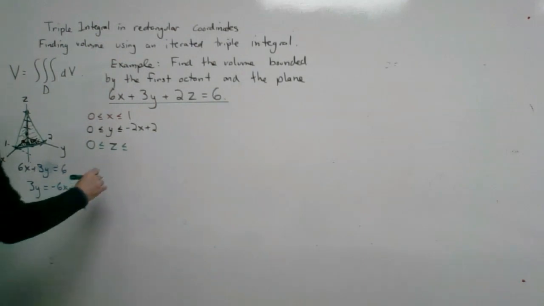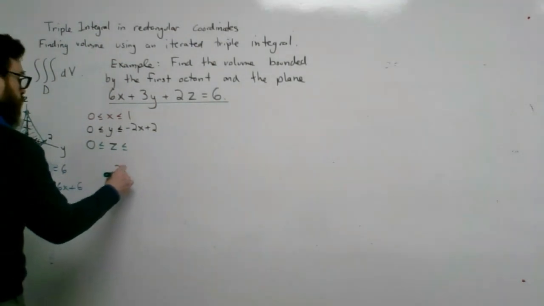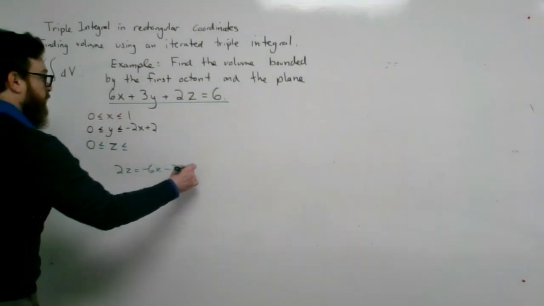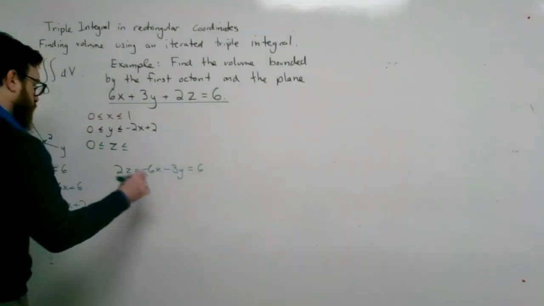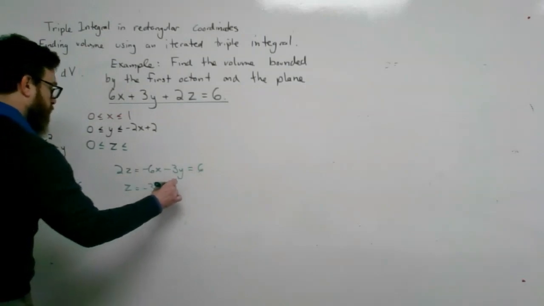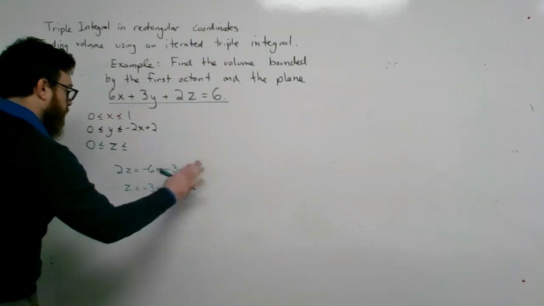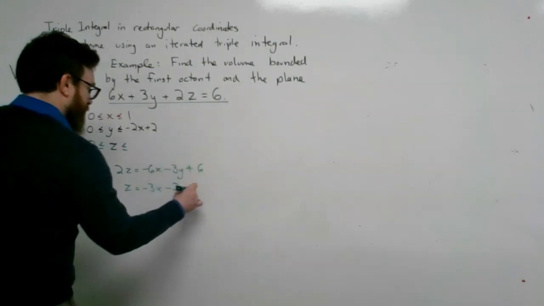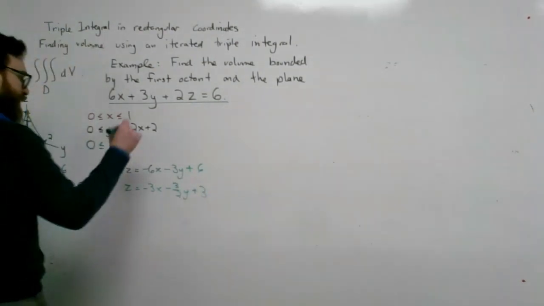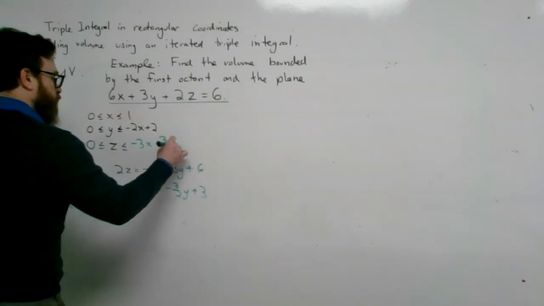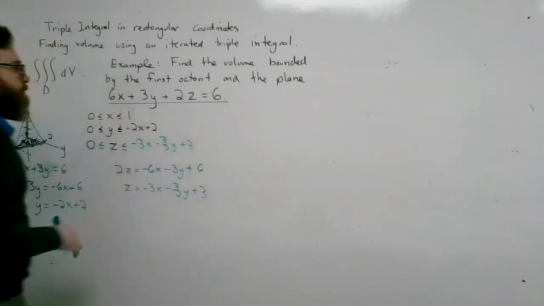So solving that for z, we'd have 2z is equal to minus 6x minus 3y plus 6. So dividing everything by 2, z is going to be minus 3x minus 3 halves y plus 6 divided by 2, which is plus 3. So this is going to be equal to minus 3x minus 3 halves y plus 3.